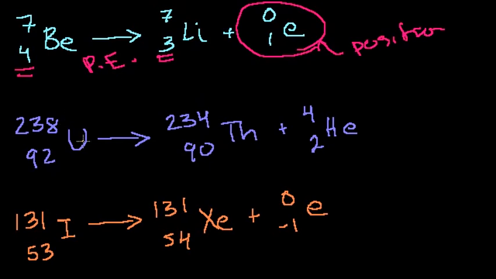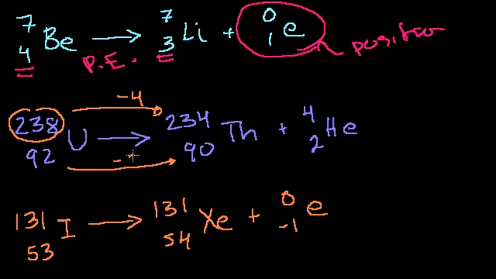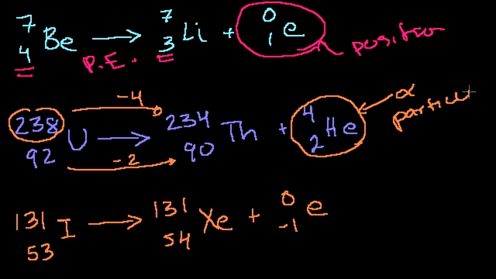Now let's look at the next one. We have uranium-238 decaying to thorium-234. And we see that the atomic mass is decreasing by 4, and your atomic number decreases, or your protons are decreasing, by 2. So you must be releasing something that has an atomic mass of 4 and an atomic number of 2, or a helium. So this is alpha decay. This right here is an alpha particle, and this is an example of alpha decay.